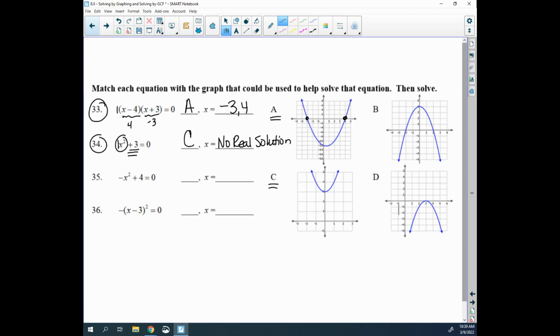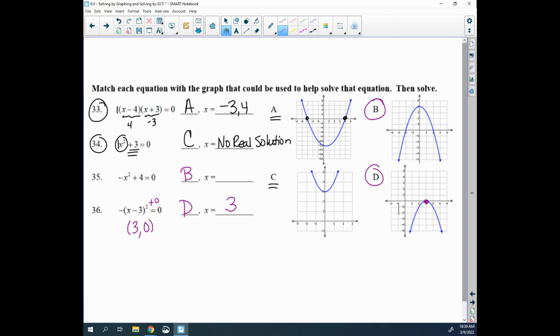35 and 36 are your ones that are opening down, so that's going to be B and D, right? So if I'm looking at 36, for instance, this again is like having vertex form, right? So if I do opposite same, opposite of negative 3 is positive 3. Same as what's on the outside is 0. And you can also use Desmos to help you. Notice the only place it crosses the x-axis is at 3. And then obviously that makes this B.